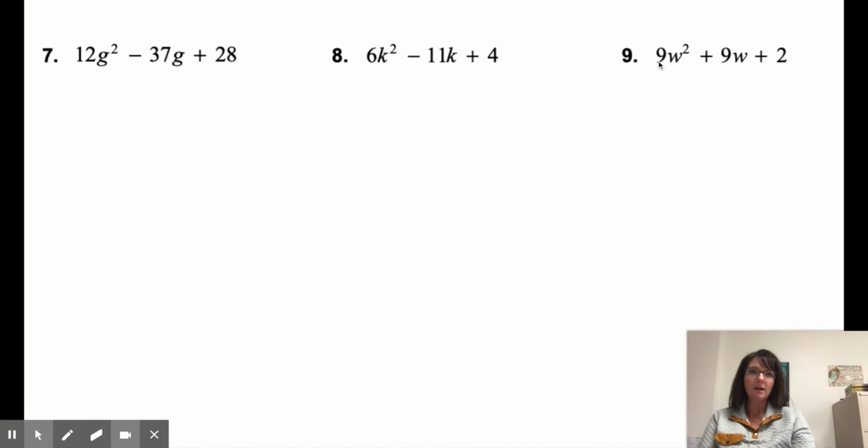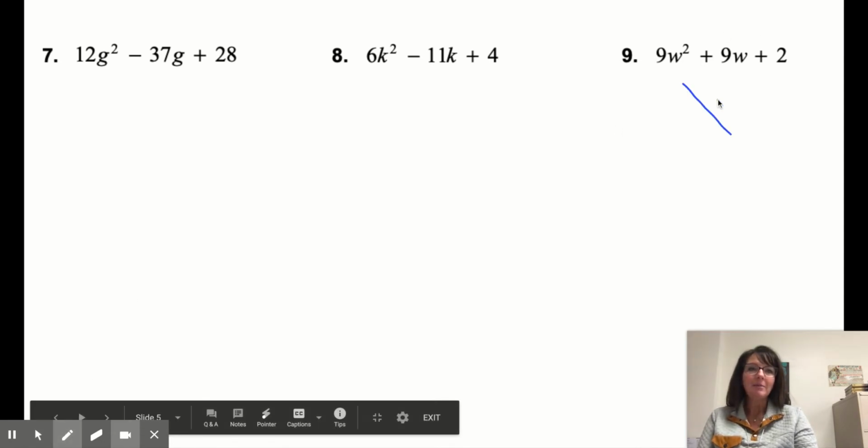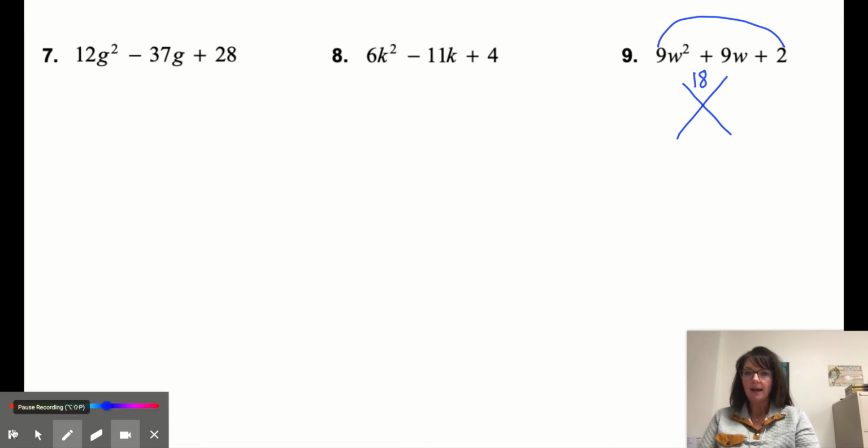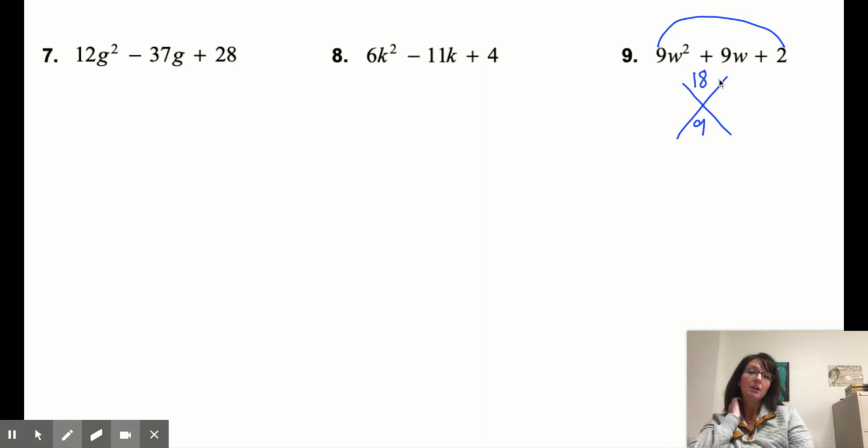We have to figure this out, and we don't have a leading coefficient of 1. So in our little diamond pattern, if we draw a rainbow right here, and we multiply the outer terms together, 9 times 2 is 18. Now we need the factors of 18 that will sum to 9. It's a positive 9, so factors of 18 that sum to 9: 6 and 3, pretty easy.